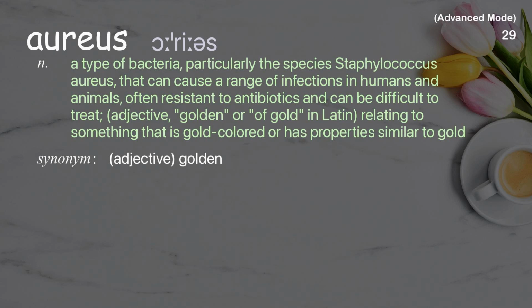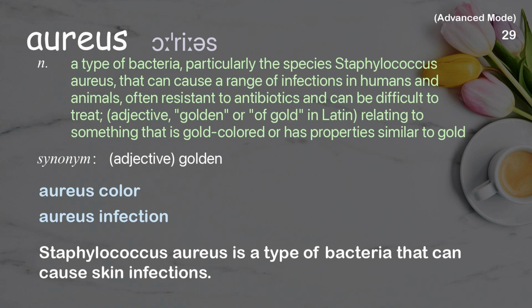Aureus. A type of bacteria, particularly the species Staphylococcus aureus, that can cause a range of infections in humans and animals, often resistant to antibiotics and can be difficult to treat. Adjective, golden, of golden, Latin: relating to something that is gold-colored or has properties similar to gold. Examples. Aureus color. Aureus infection. Staphylococcus aureus is a type of bacteria that can cause skin infections.